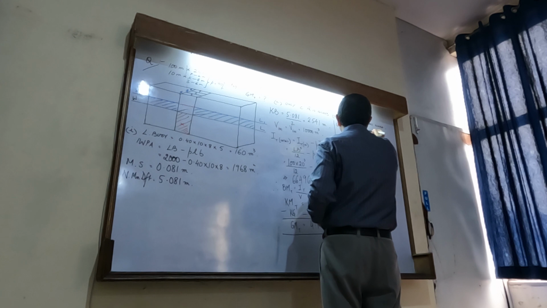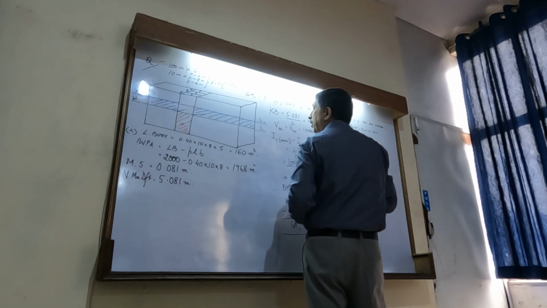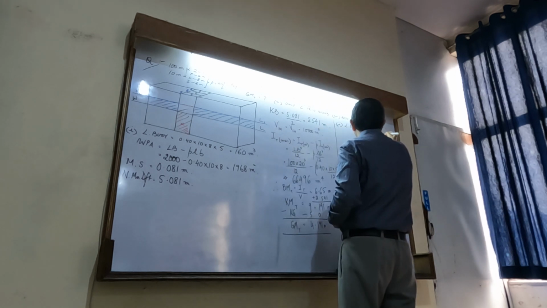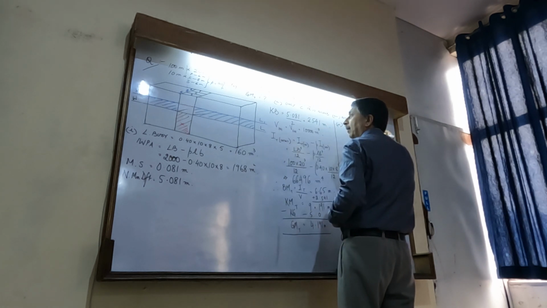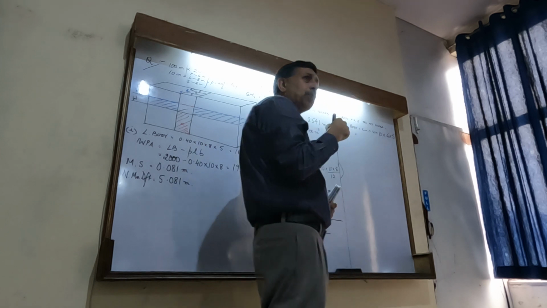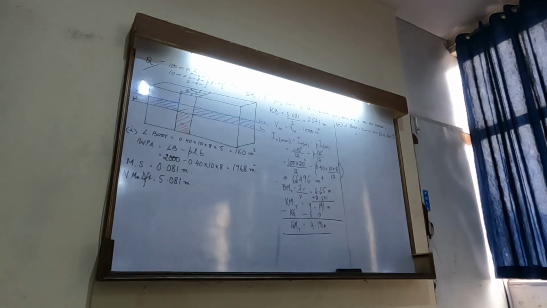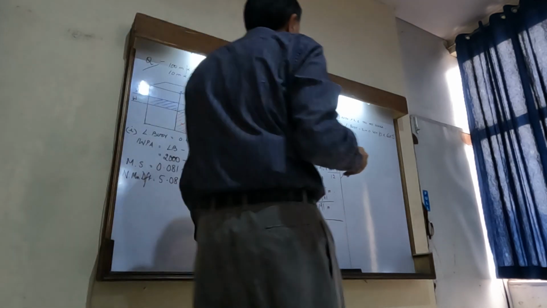2 into 0.4 into 10 into 6 into 5. This will be the lost 60. Twice over. 2 4 0 4 0.